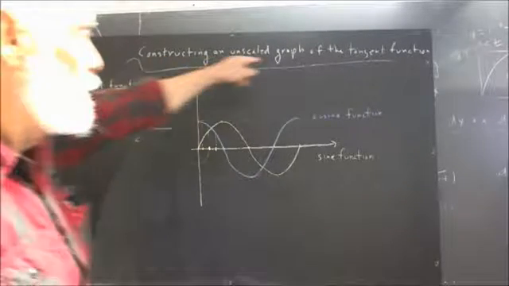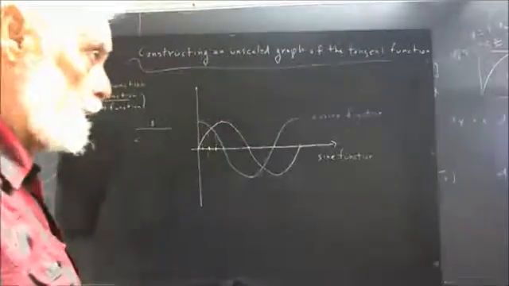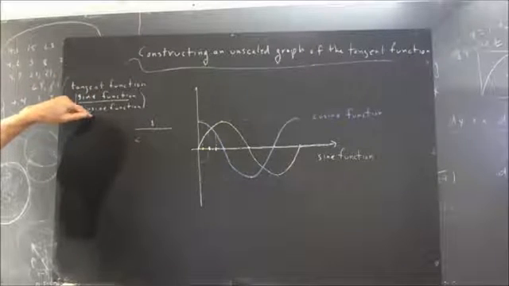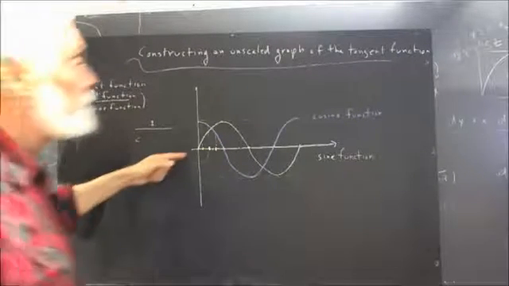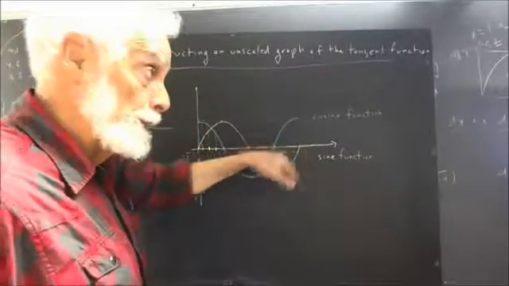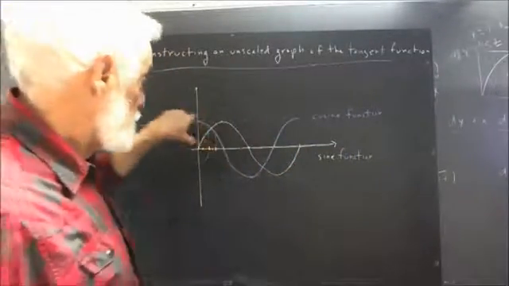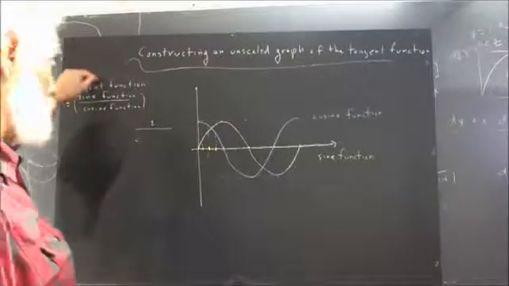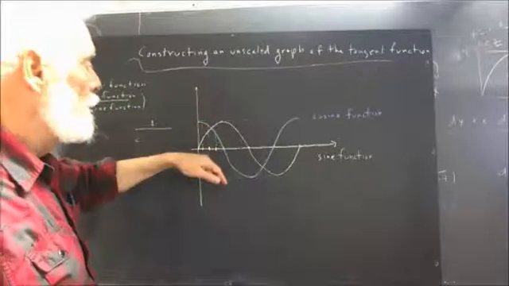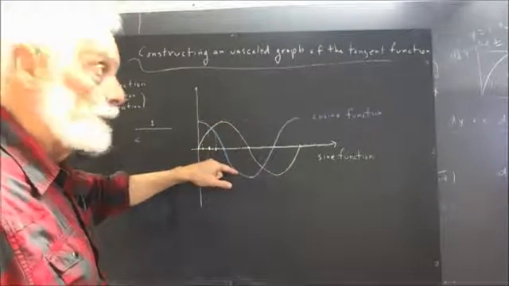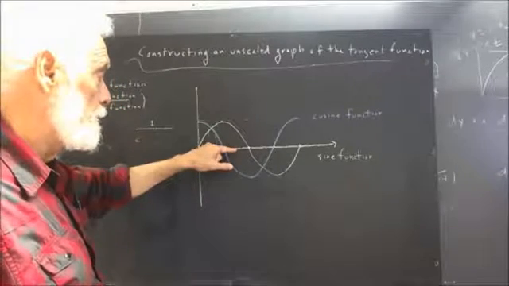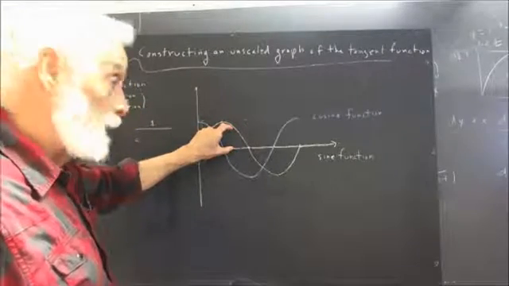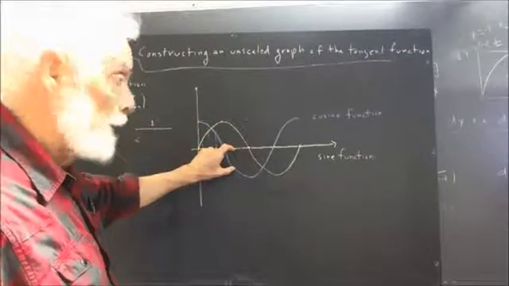Okay, we're going to construct an unscaled graph of a tangent function. And I tell you that the tangent function is the sine function divided by the cosine function. And what I mean by this is, for any horizontal coordinate on an unscaled graph of a sine function and the corresponding graph of the cosine function, the value of the tangent function is the coordinate of the sine point divided by the coordinate of the cosine point, in other words, the length of this segment divided by the length of this segment.